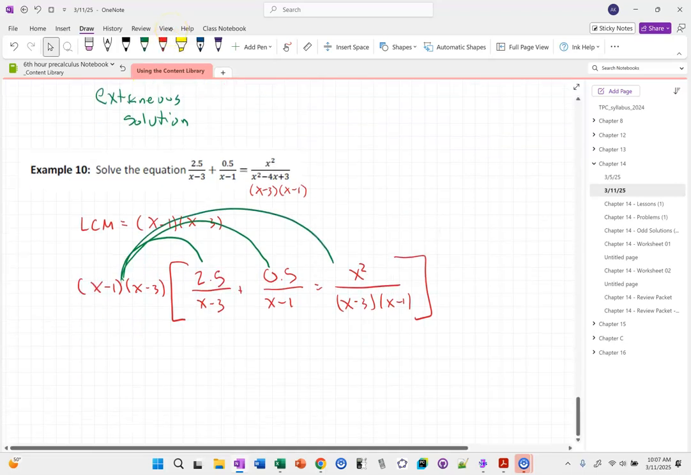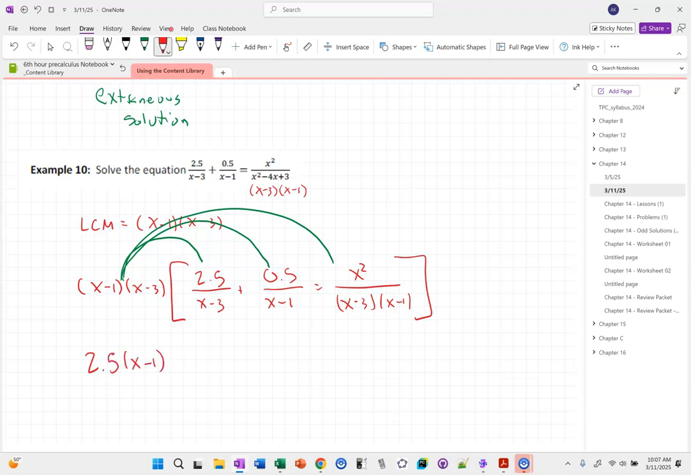When I multiply that to the first fraction, the x minus 3's are going to cancel, leaving me with 2.5 times x minus 1. When I multiply to the second fraction, the x minus 1's are going to cancel, leaving me with 0.5 times x minus 3. When I multiply to the third fraction, both the x minus 3 and the x minus 1 are going to cancel, leaving me with just x squared.